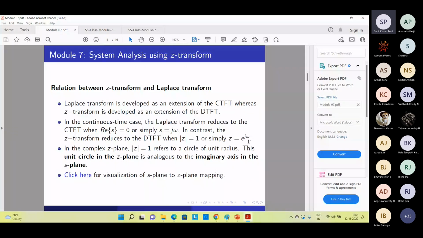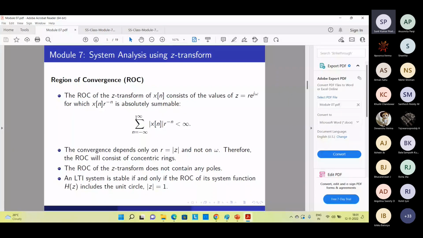Just like that, there are some limitations in the continuous time Fourier transform for which the Laplace transform is used. Similarly, there are some limitations in the discrete time Fourier transform for which we use the Z transform. And in the complex Z plane, mod z equal to 1 refers to the circle of unit radius. Now, this unit circle in the Z plane is analogous to the imaginary axis of the S plane. Now, this is the region of convergence I already mentioned.